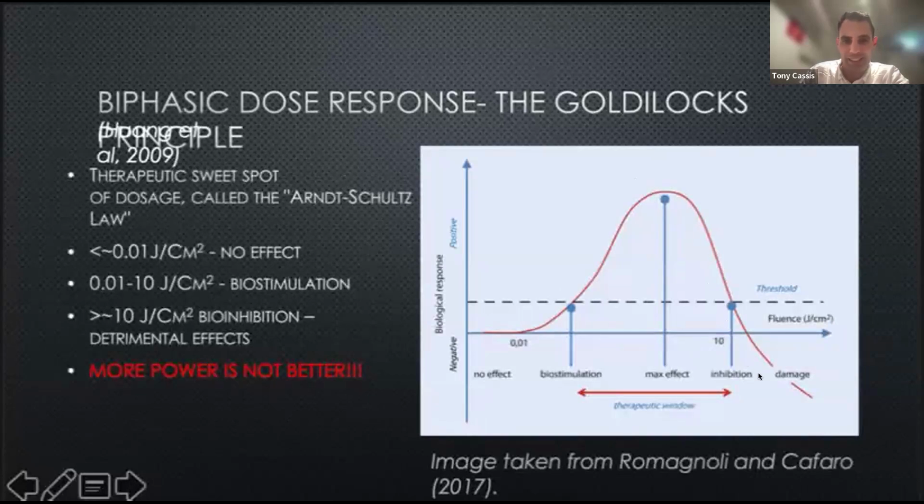When you hit 10, you're starting to get into that inhibitory or bioinhibition sort of phase. So you don't want to exceed that. Absolutely, 10 joules per centimeter squared would be the most you'd want. But that 2 to 5 again seems to be that real sweet spot of therapeutic effect.